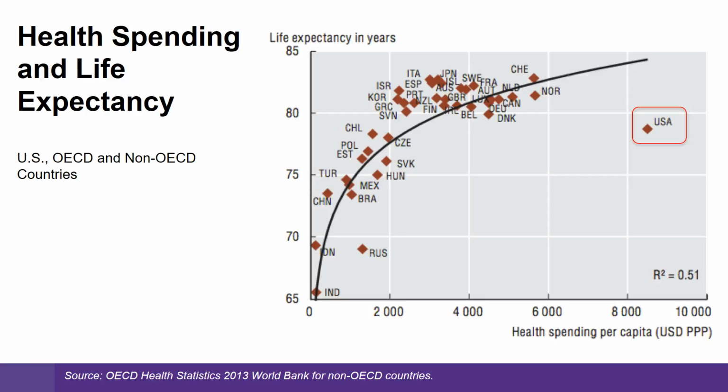It's gratifying to see that the life expectancy of people living in the United States is higher than some of the non-OECD countries, such as India, Russia, Brazil, Mexico, and China.